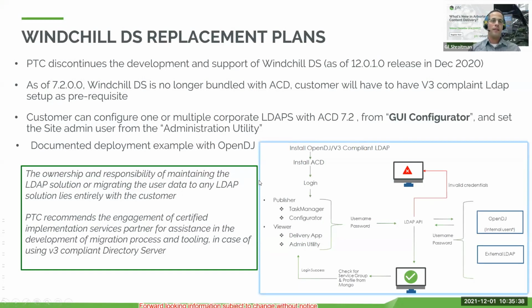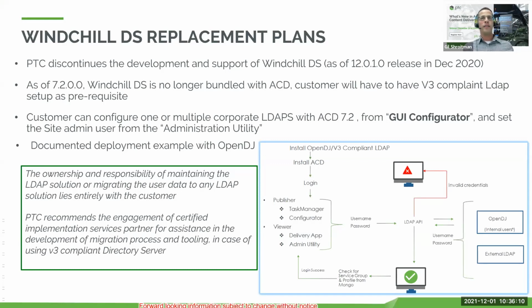The next improvement that comes in 7.2 is the fact that, as a result of the discontinuation of Windchill DS that happened back in December 2020, in 7.2 there will no longer be a bundled component for the ACD LDAP or the Windchill DS component. We'll be offering an integration with any V3 compliant LDAP as a replacement.